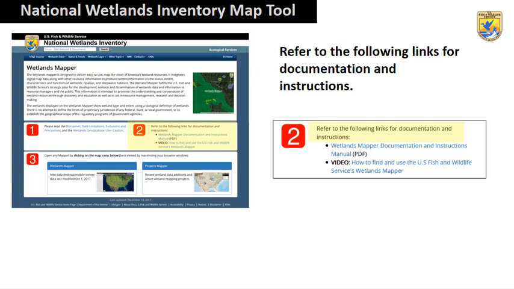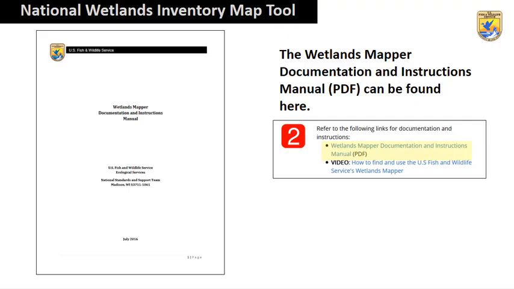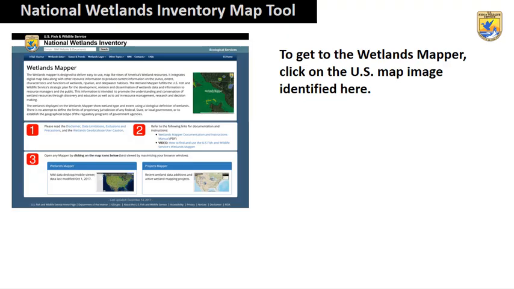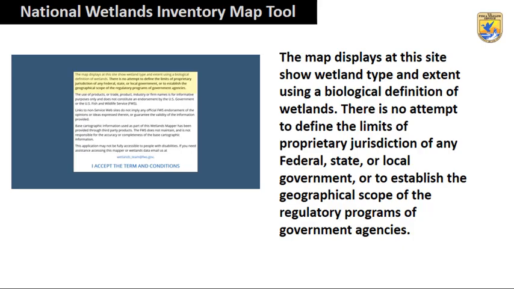Refer to the following links for documentation and instruction. The Wetlands Mapper documentation and instructions manual can be found here, as well as the video link to how to find and use the U.S. Fish and Wildlife Service's Wetlands Mapper. To get to the Wetlands Mapper, click on the U.S. map image identified here.